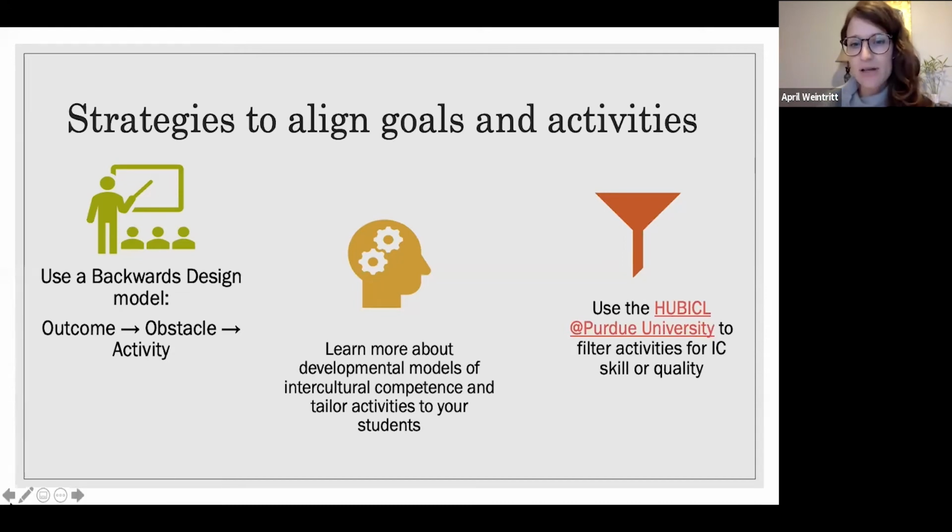But our second strategy is to learn more about developmental models of intercultural competence and to tailor our activities to our students. It's one thing to say that we know the definition of intercultural competence, and it's one thing to say that we know what intercultural competence teaching is not. It's another to understand intercultural competence teaching and learning as a developmental strategy, as a pedagogical strategy.